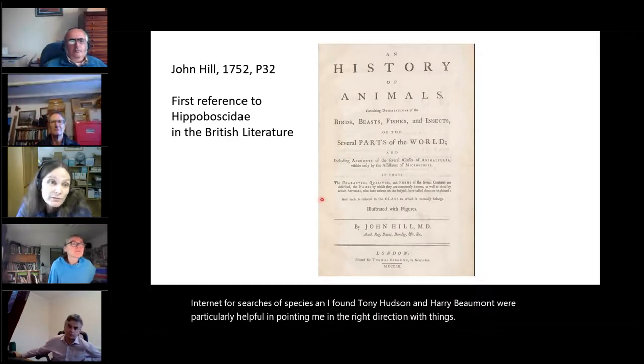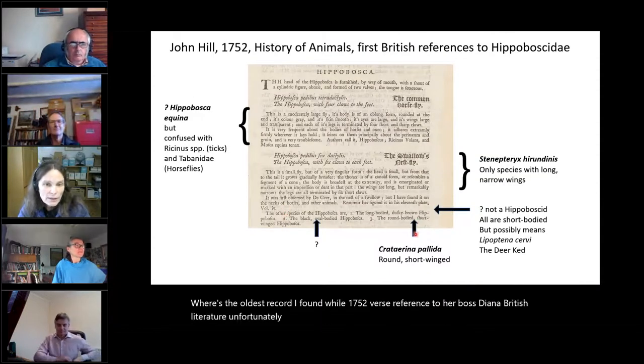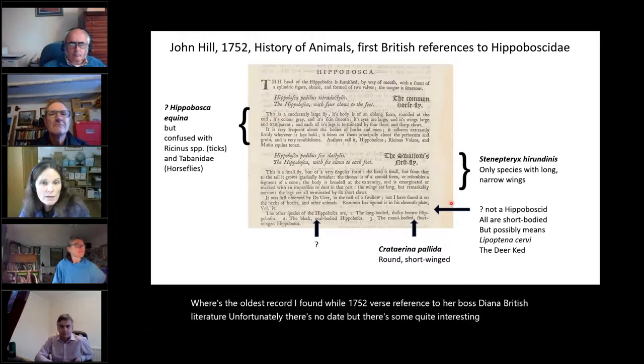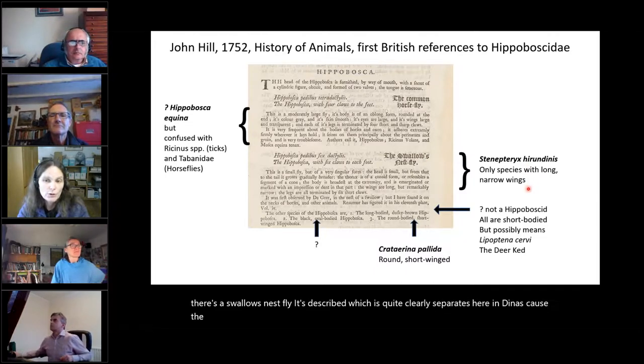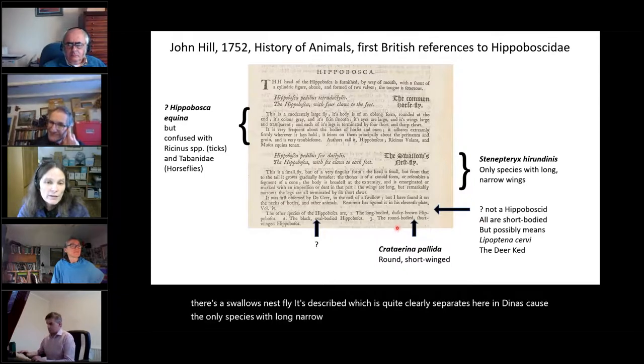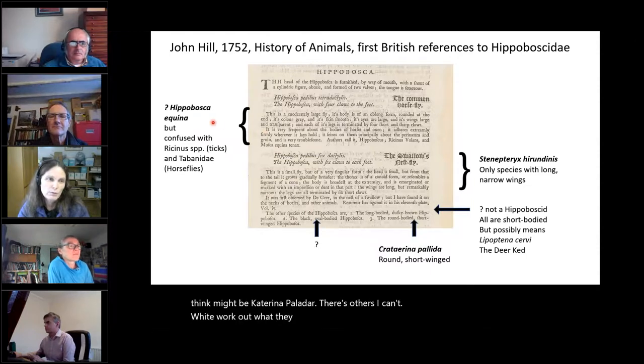So where's the oldest record I found? Well, 1752, the first reference to Hippoboscidae in the British literature. Unfortunately, there's no date, but there are some quite interesting descriptions. There's a swallow's nest fly, which is quite clearly Stenepteryx hirundinis, because it's the only species with long, narrow wings. And then there's a round-bodied hippoboscid, which I think might be Crataerina pallida. There are others I can't quite work out. And what's possibly Hippobosca equina is confused with ticks and horse flies.